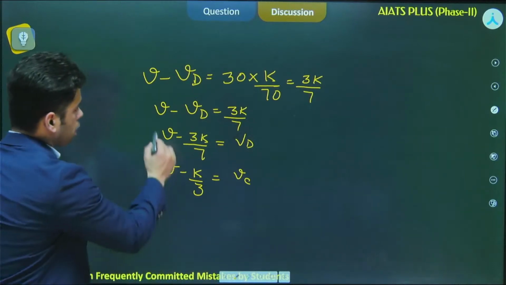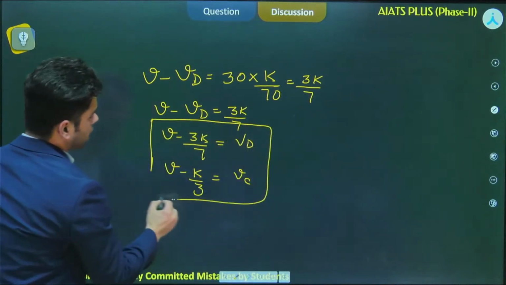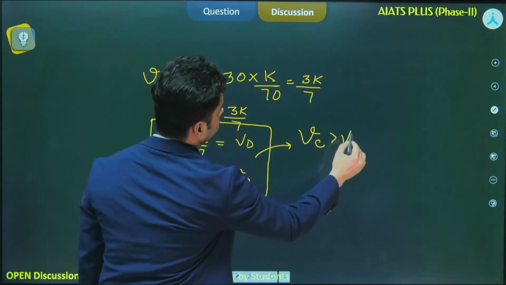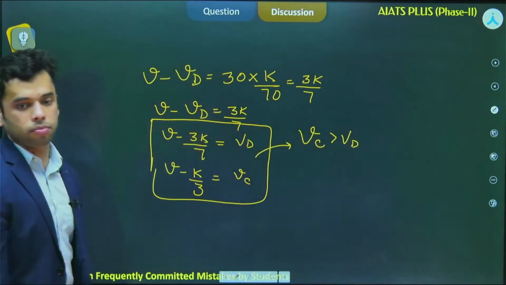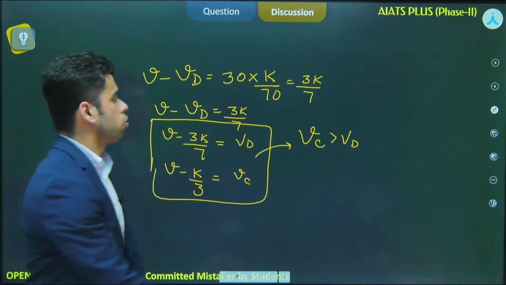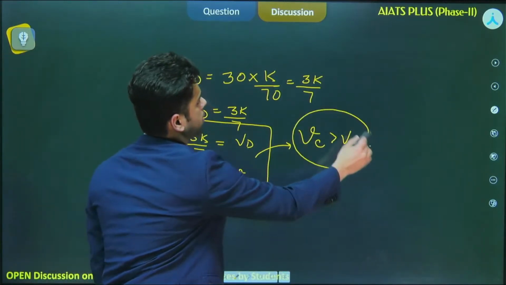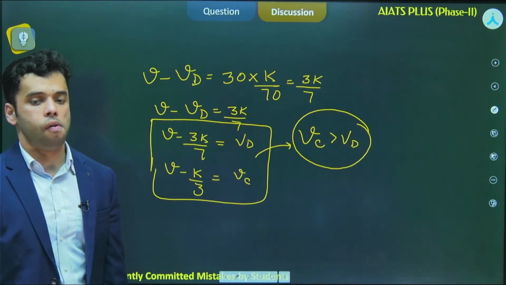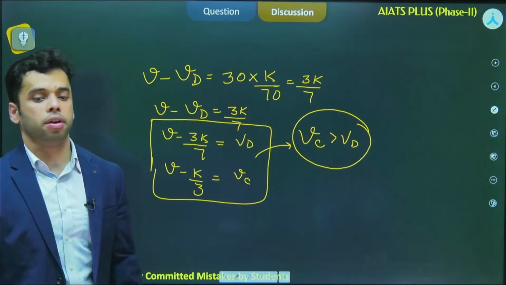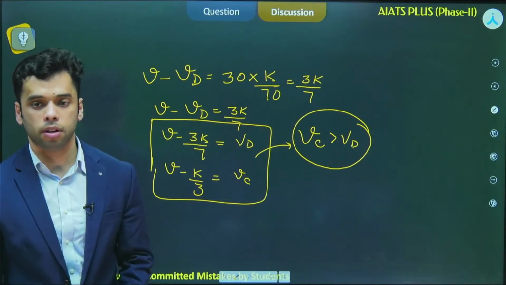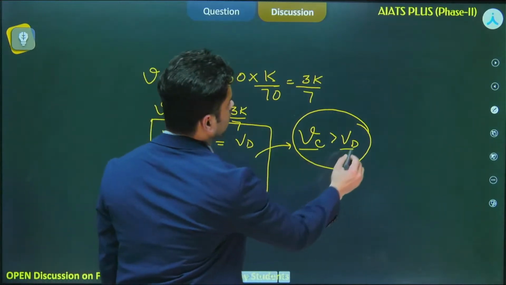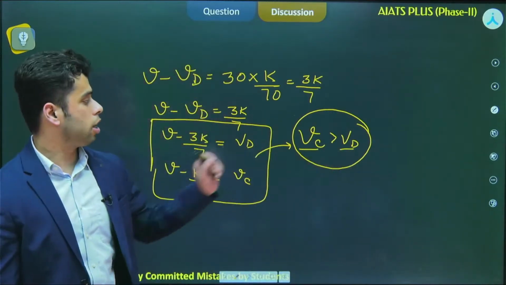Now, use these equations. From these equations, I can clearly conclude that Vc should be greater than Vd. Okay, any doubt in the conclusion of this statement? Vc is greater than Vd from these two equations? Okay. So Vc is greater than Vd is the conclusion that we are getting.